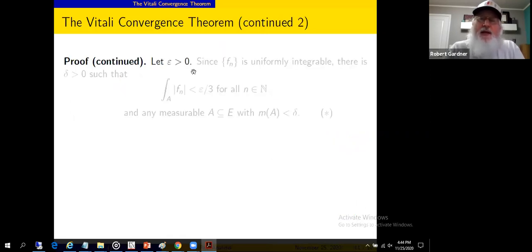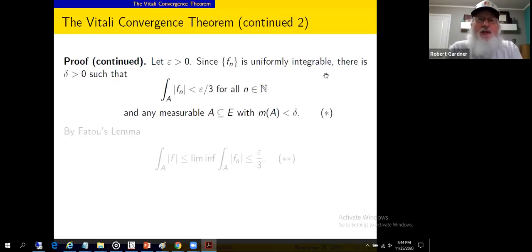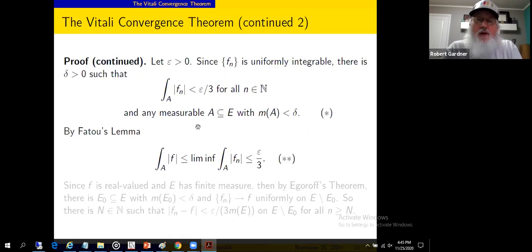All right, so let epsilon be greater than 0. We hadn't chosen it yet. The uniform integrability says we can pick a delta such that the integral over A of the absolute value of f sub n is less than epsilon over 3. So there's one of the epsilon over 3s. Uniform integrability on this piece, we still haven't chosen the n, have we? Provided set A is sufficiently small in measure. Definition of uniform integrability on the f sub n's. All right.